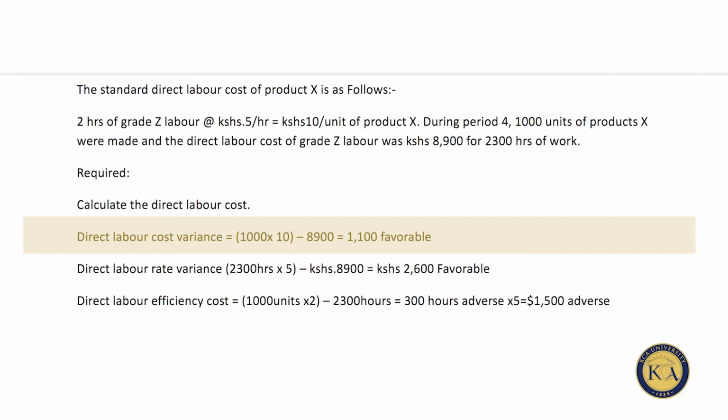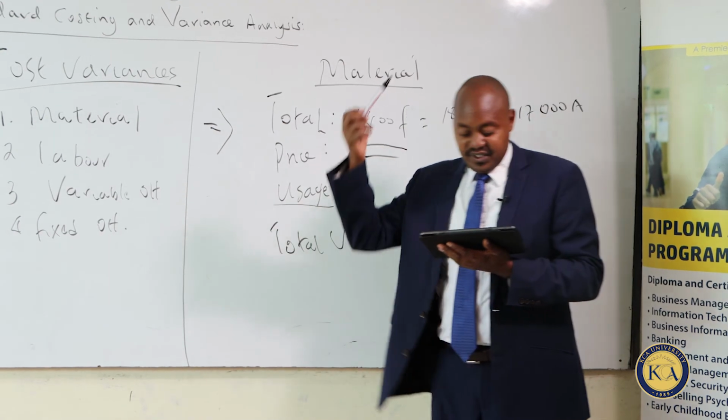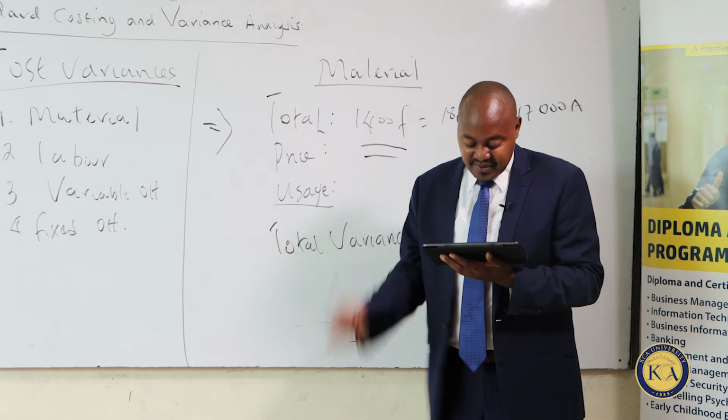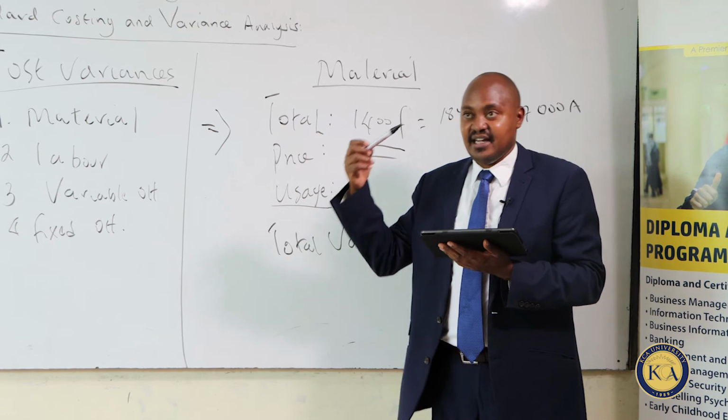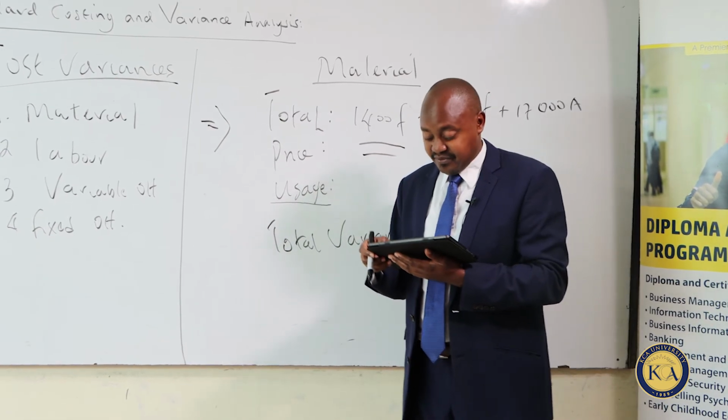But the actual cost for labor was actually 8,900 shillings, and that gives us our labor variance, which is 1,100, which is favorable. And why is it favorable? Because we expected the 1,000 units to cost 10,000, but the 1,000 units have ended up costing less, 8,900, so we have actually saved in terms of labor.